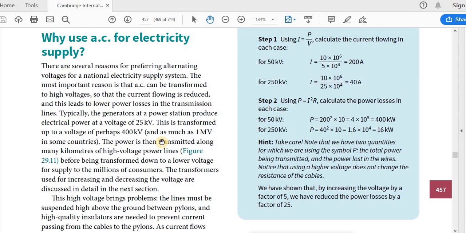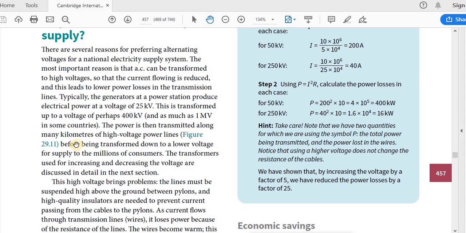In the O-level class also you have learned this. A step-up transformer is used at the power station to increase the voltage. Now for example over here from 25 kilovolts to 400 kilovolts, and as much as 1 megavolt in some countries. The power is then transmitted along many kilometers of high voltage power lines.